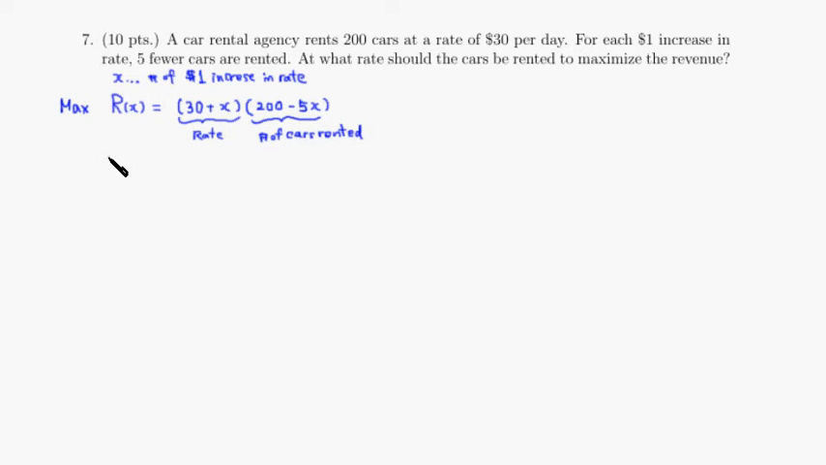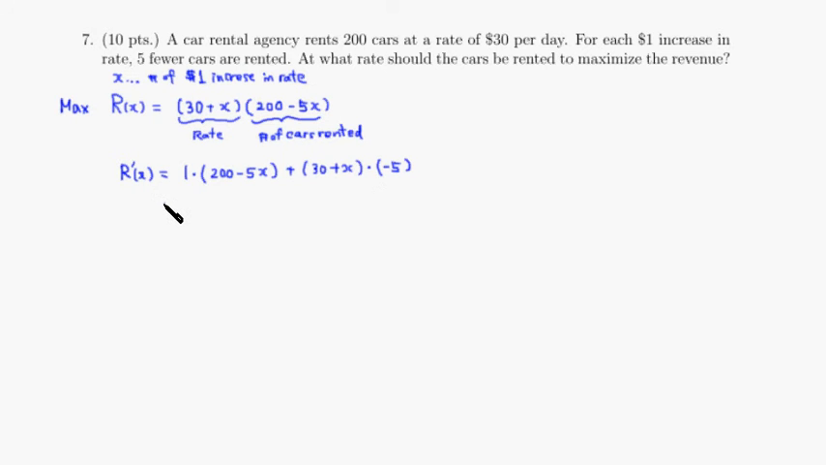So let's take the derivative. R prime of X is equal to, let's use the product rule. Derivative of the first guy is 1 times the second, which is 200 minus 5x, plus the first guy, 30 plus x, multiplied by the derivative of the second, which is -5. So let's simplify that.